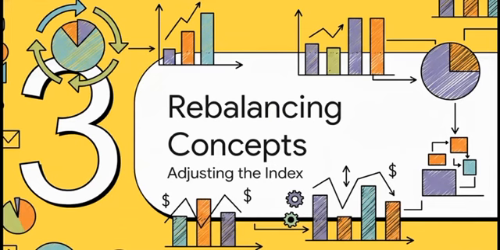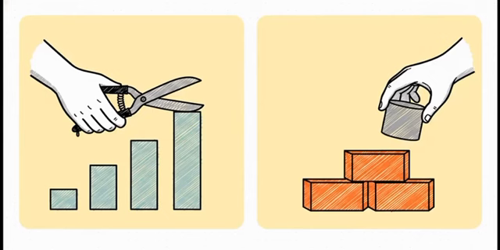Moving right along to Section 3, rebalancing versus reconstitution. These are 2 critical terms that students constantly mix up on exam day. Rebalancing is really just tweaking the internal weights periodically. For example, if a company in an equal-weighted index grows way too fast, its weight increases and you have to trim it back down to baseline.